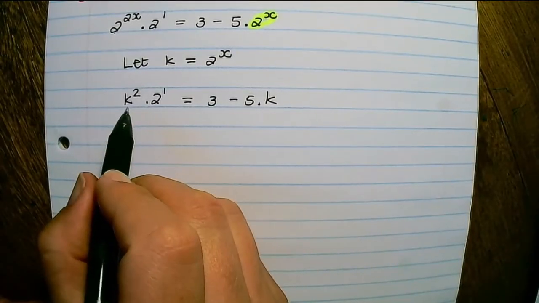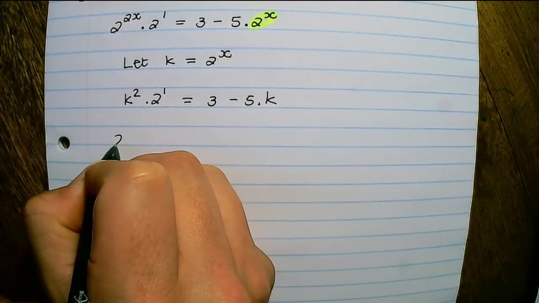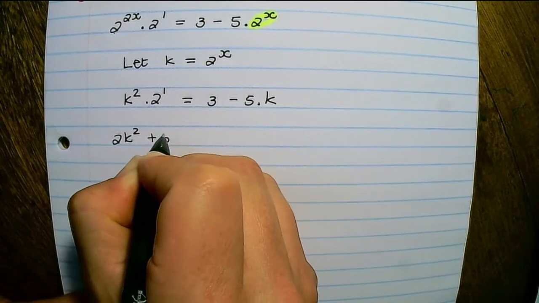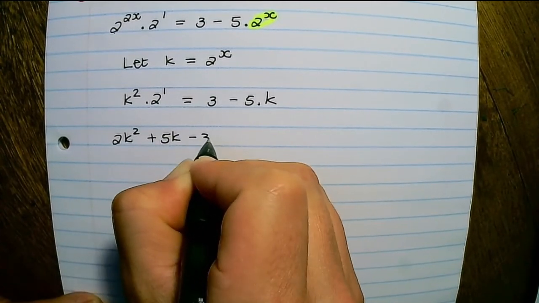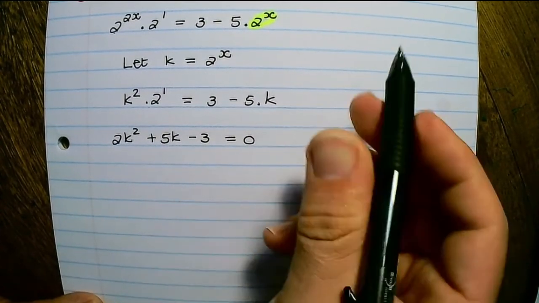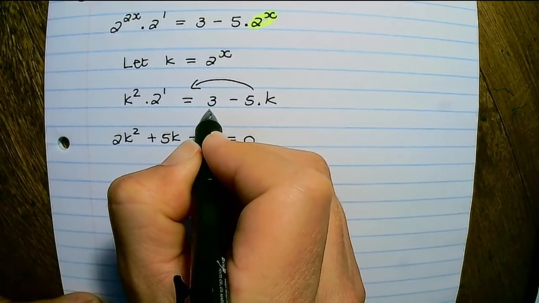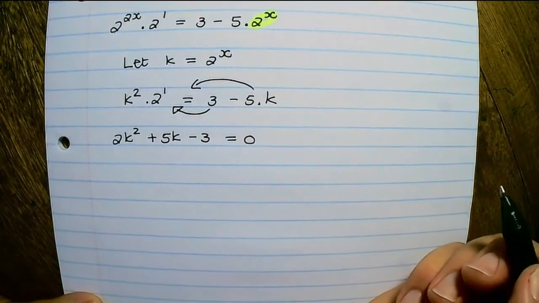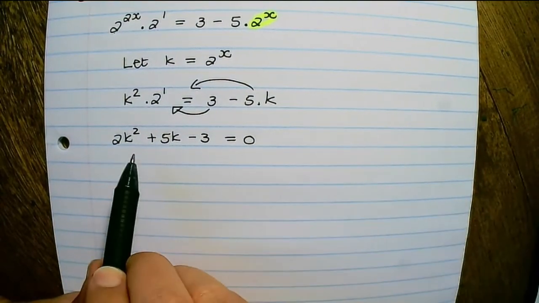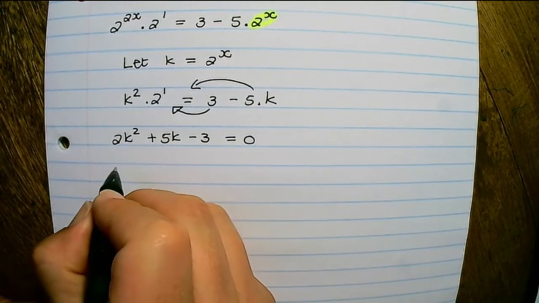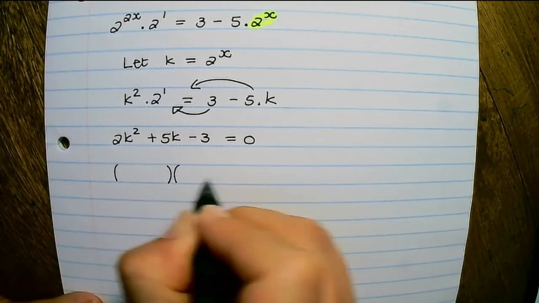And if I rewrite that in standard form, it will be 2k squared plus 5k minus 3 equal to 0. So I bring over the negative 5, it becomes plus 5, and the positive 3 becomes negative 3. Now that it is equal to 0, I can solve for k, and I can do it by factorizing.